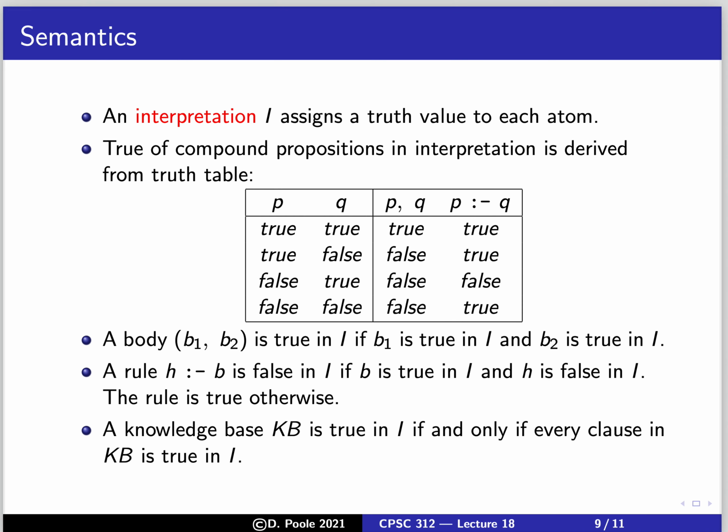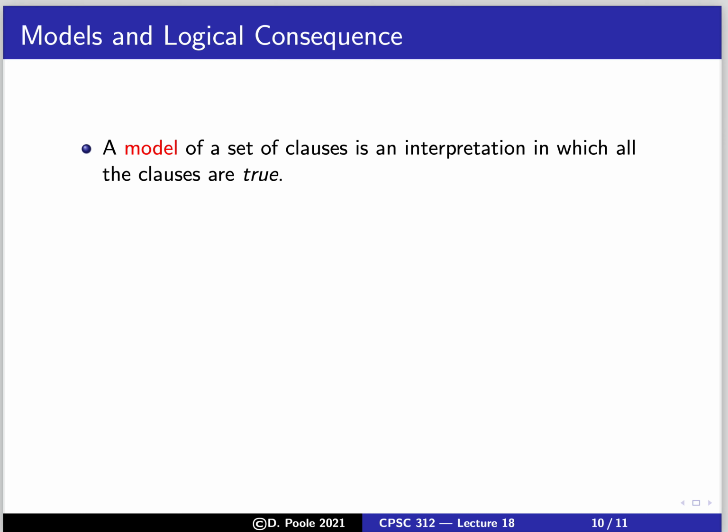Okay. So the knowledge base is true in some interpretation if and only if every clause in the knowledge base is true in the interpretation. Notice we've got to be careful here: it's true in a particular interpretation. So there have got to be other interpretations in which it's false. Right? So the interpretation is what assigns a truth value to each atom, and then we can use this to work out what's true. Right. So now a model of a set of clauses is an interpretation in which all the clauses are true. So that's a model.